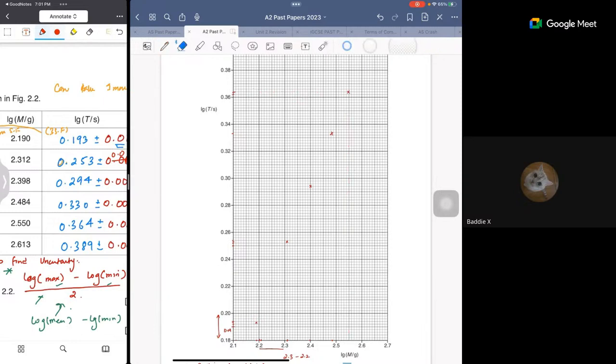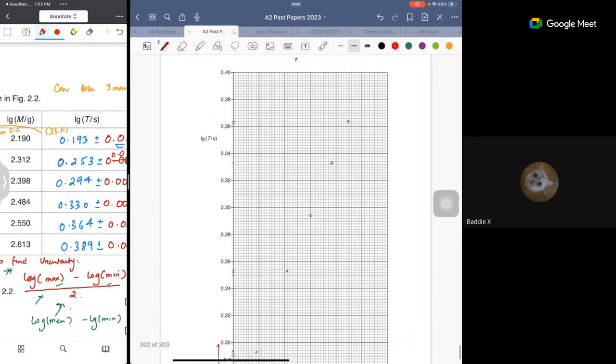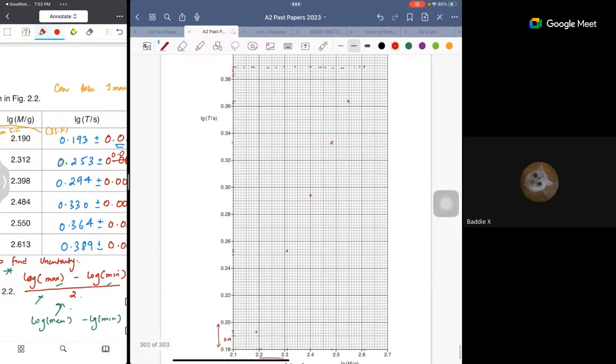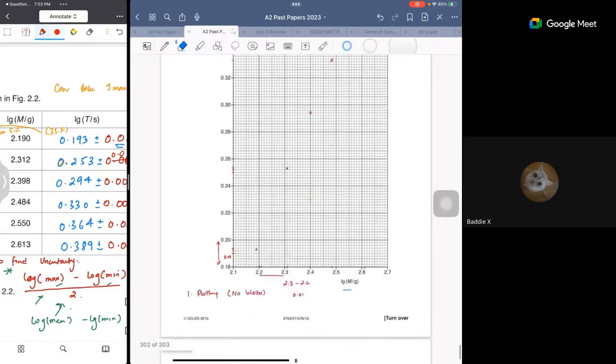Then the next is 0.2613. 2613 should be somewhere here, and just one box here. And the next one is 3.89. 3.82, 4, 6, 8, and 9 would be here. So let's go here, and right here. Okay, that's what we are looking for. So our plotting is done.